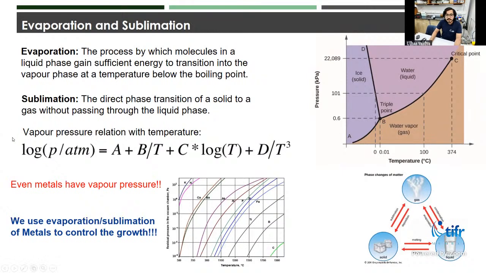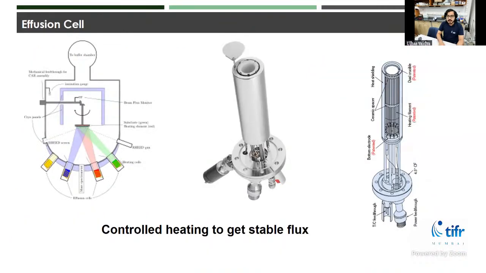Metals also have this; you can define the partial pressure for the metals too. This is defined by this relation. As you go up in temperature, you can increase the pressure, and hence you can increase the number of atoms evaporating from the metal surface. So basically, in molecular beam epitaxy, we do that in a controlled manner, and to do that we use a particular cell called an effusion cell. So this is the effusion cell.